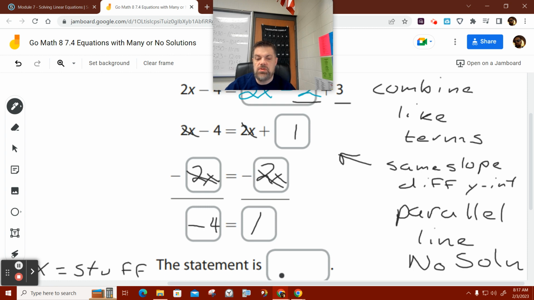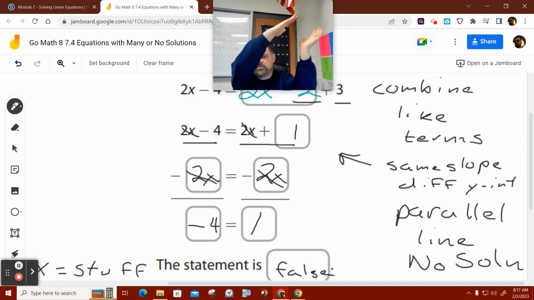Is that statement true or false? False. Okay? So whenever it's false, that means there are no solutions. That only occurs when you have the same slope and different y-intercepts. If we graph this, this will have a y-intercept at 1, this will have a y-intercept at negative 4, but the same slope. So it'll be like this. They'll never cross.